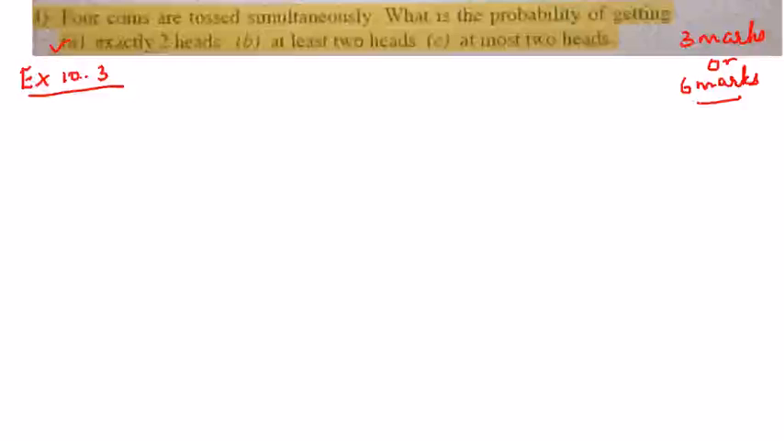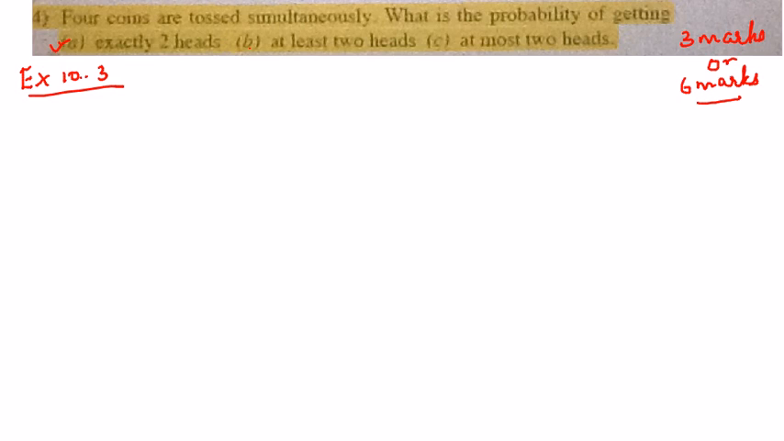First thing is exactly 2 heads. Then option B is at least 2 heads. And the third option is at most 2 heads. So first let's do the first choice, right? What is the probability of getting exactly 2 heads?